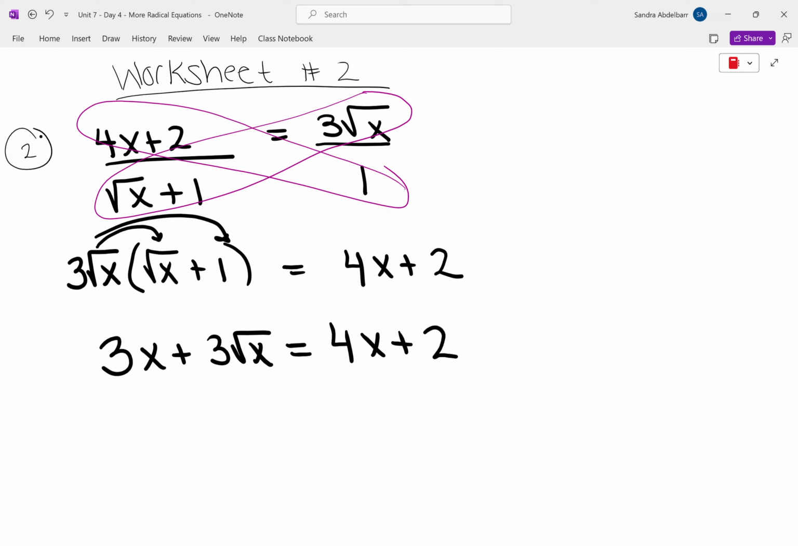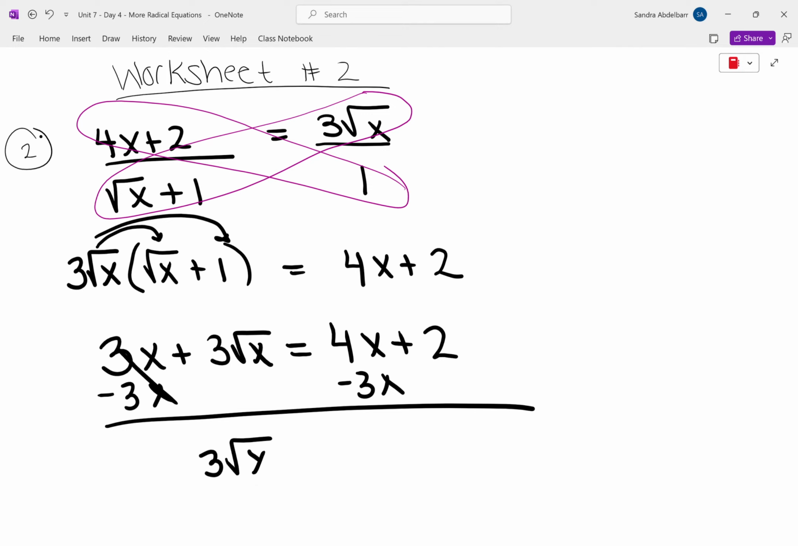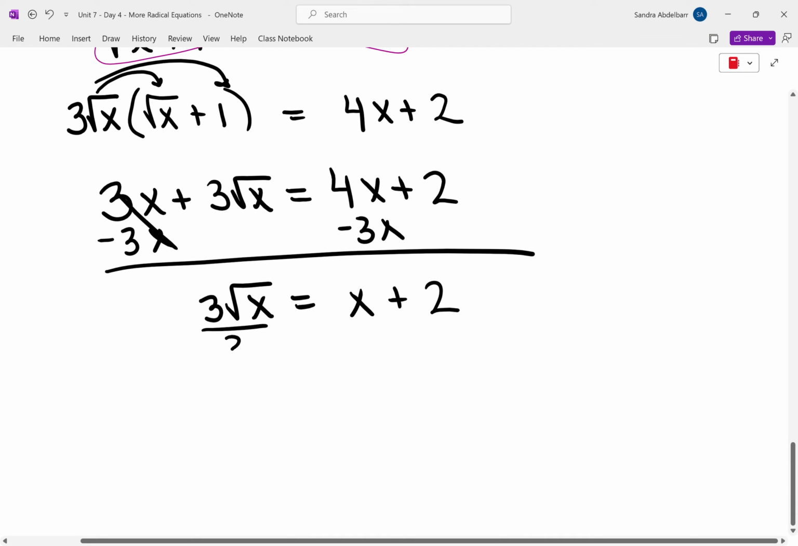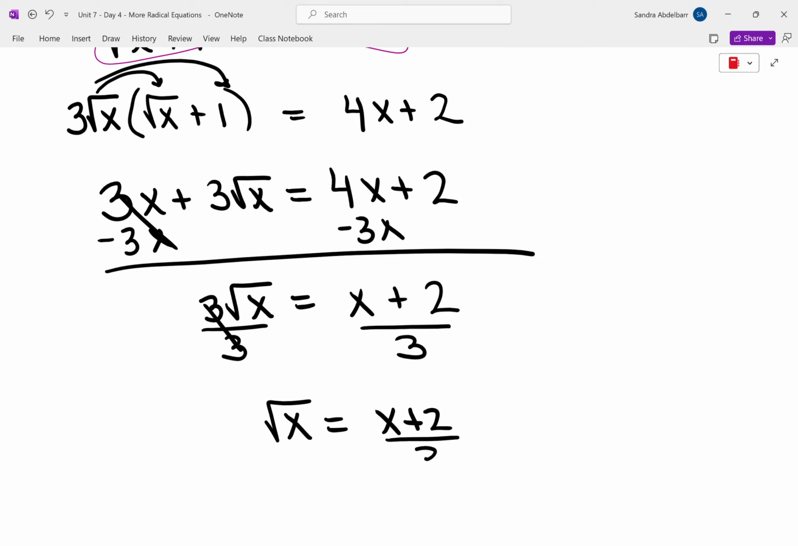Do we all agree this is a radical equation? Right? When there's a radical equation, we want to isolate the radicals. So I'm subtracting the 3x here. So we're going to have 3 root x is equal to x plus 2. I'm then going to divide by 3. And I'm going to have root x is equal to x plus 2 over 3.